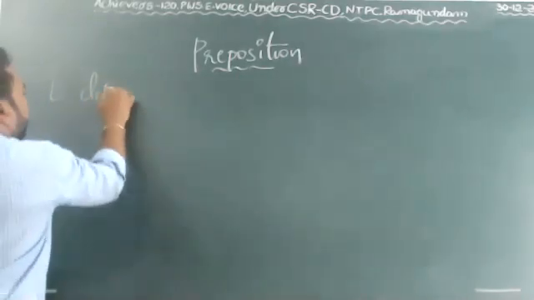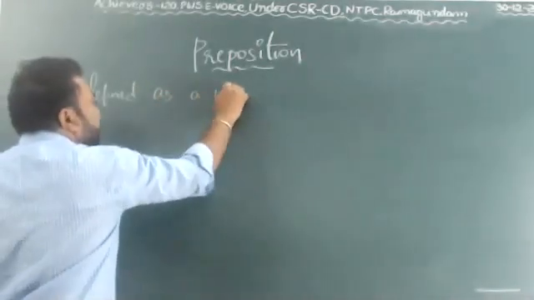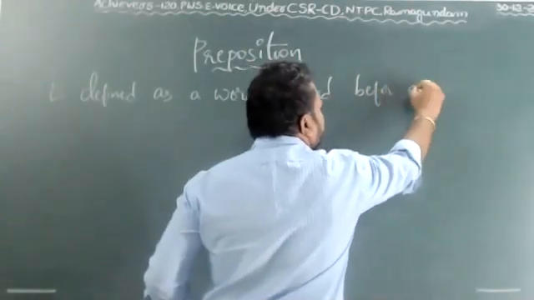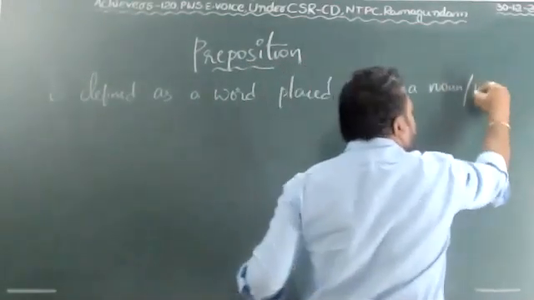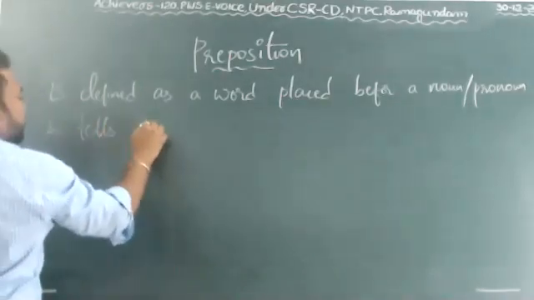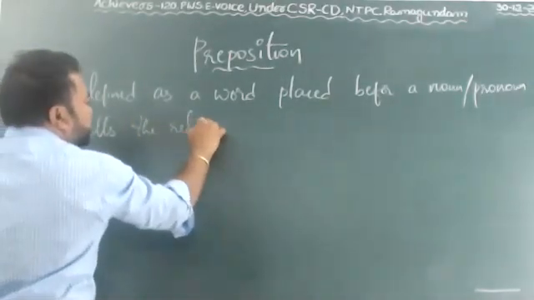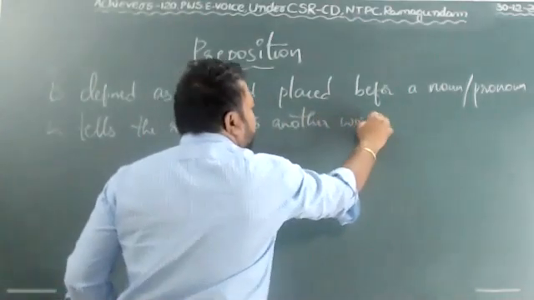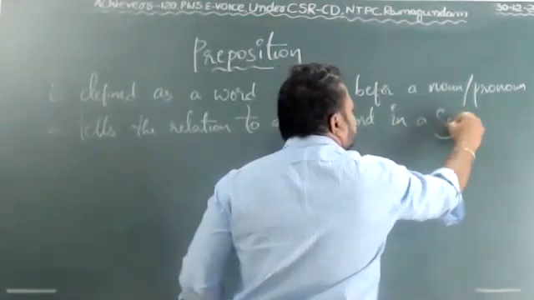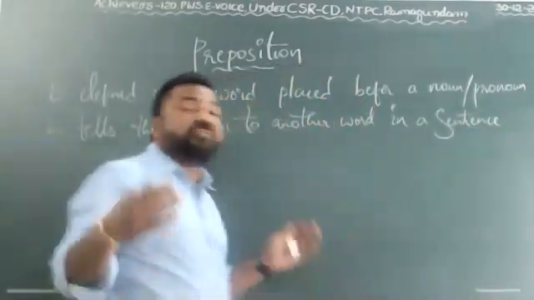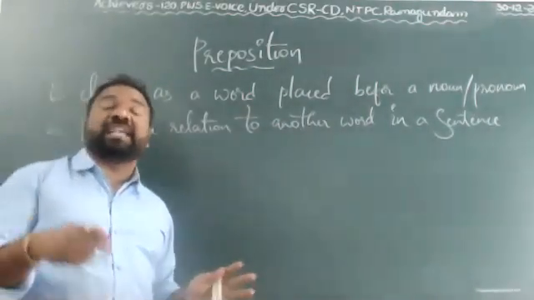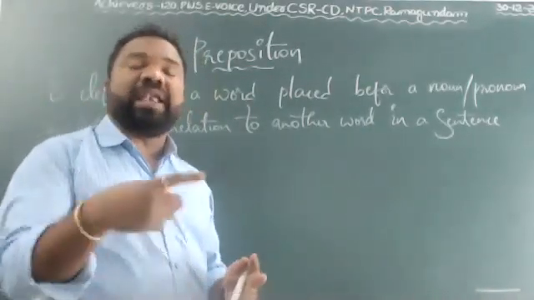Preposition is defined as a word placed before a noun or pronoun and tells the relation to another word in a sentence. This is a perfect definition of preposition, students. It is placed before a noun or a pronoun in a sentence and also tells the relation to another word in a sentence.